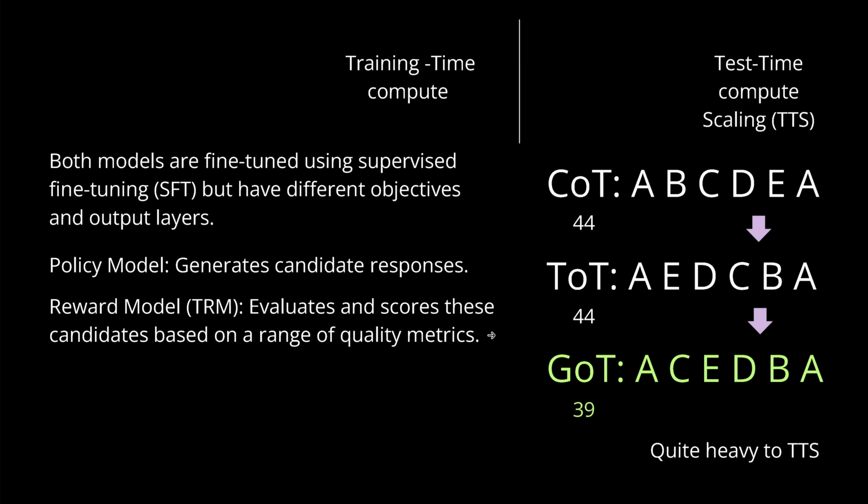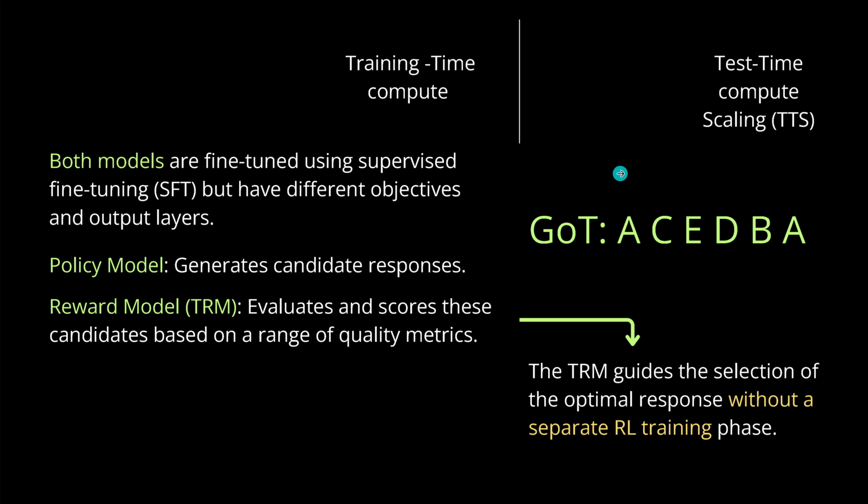Great. But you remember, those models have the same backbone, but they have a different objective, and they have different output layers. Talking about objectives, just to make it clear, the reward model is not used to optimize the policy model like in reinforcement learning, but the reward model is transferred to our TTS scaling at inference time, and it provides the selection of the optimal response without a separate reinforcement learning training phase. So careful, they invented something different.